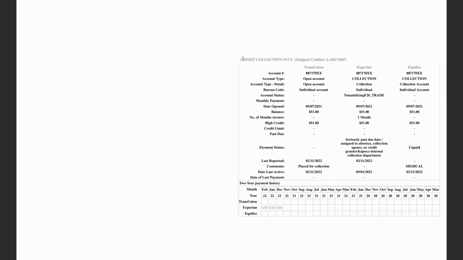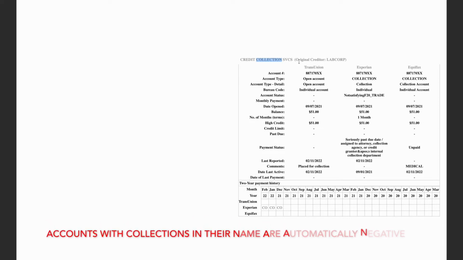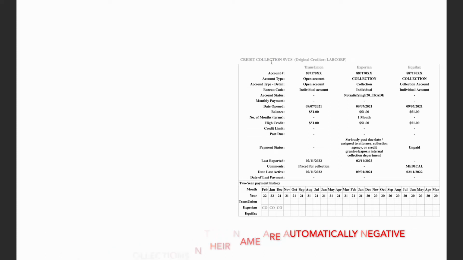So now you want to read every single line of your report. This is who was reporting this account. So, Credit Collection Services, original creditor, LabCorp. When you see the word collection on anything, that automatically means it's a negative item. And when it comes to collections, you always want to send a letter to the actual collection agency to dispute it, and then also send a letter to each one of the credit reporting agencies that reported on your credit report.